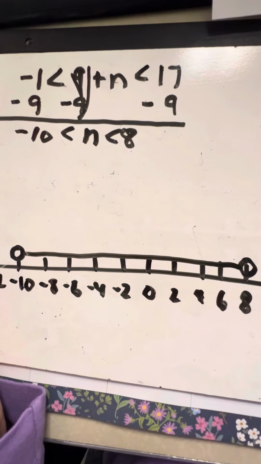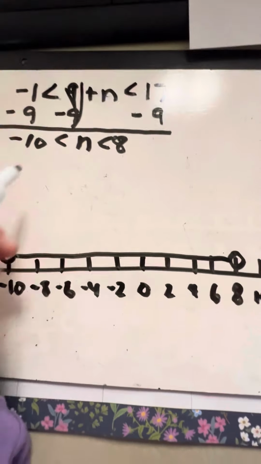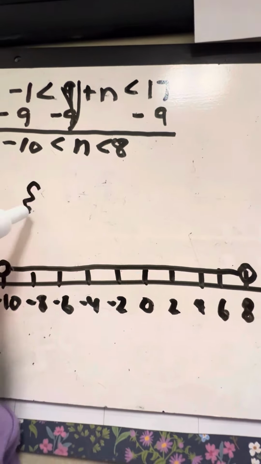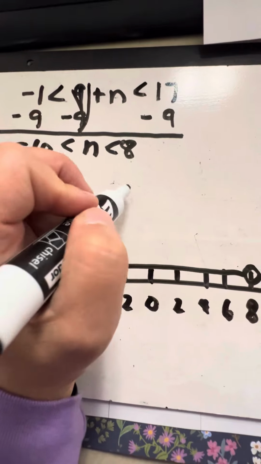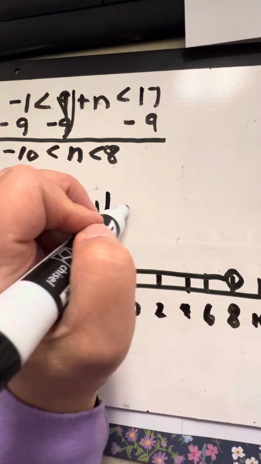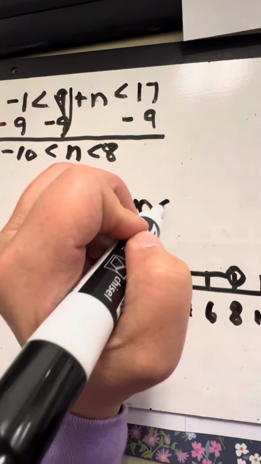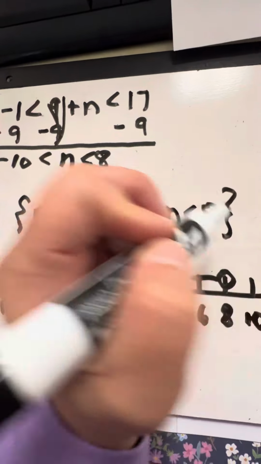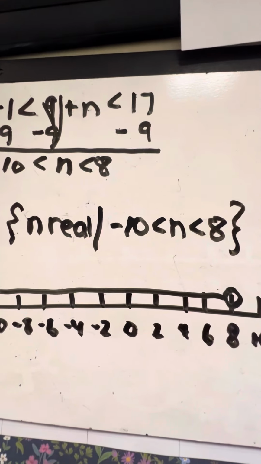Now, when I do set notation for this, I would write down the curly brackets, oops, that's a terrible bracket, n, all real numbers for n, such that, and then I just replace the statement that we have here right after that line. So we just replace this here, close our little curly brackets, and we've got our answer for set notation.